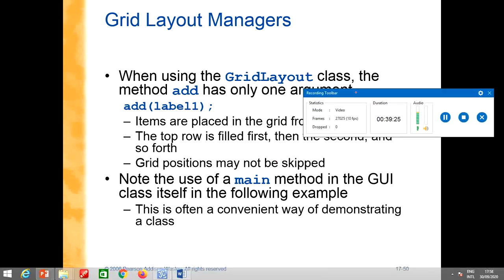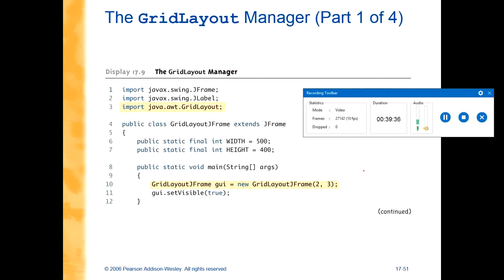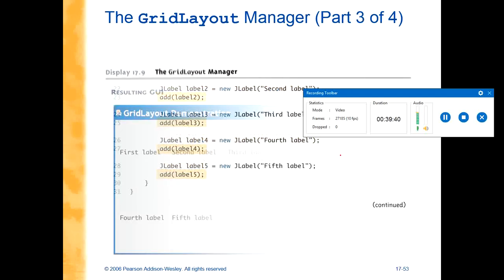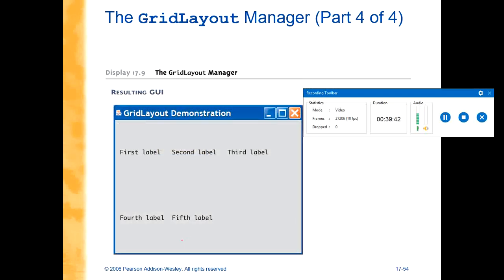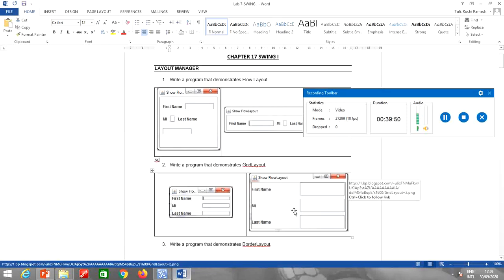The use of the main method in the GUI class itself, this one I will explain to you later. The main method, you can use it in the same class also. We will do the programs. Alright, so let's check what this program is. Okay, no, I'm not going to do this. You can refer to this program, but we will do the program which we have over here.